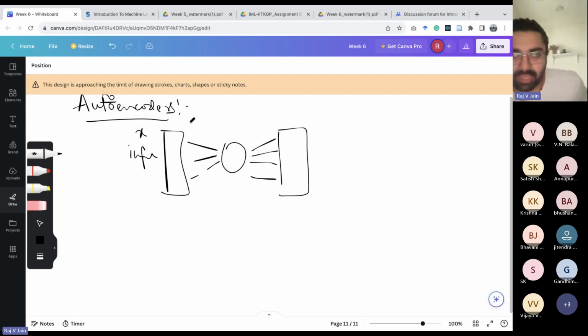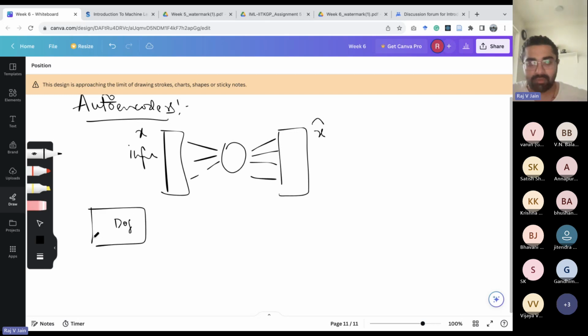So let's say the input is x, the output is x hat, and you try to make x equal to x hat. Now I'll give you one intuition for why this is good. Let's say you have an image with a dog, a frisbee somewhere, and some grass. If I ask you to describe this figure, I can just say there is a dog, a frisbee, and some grass, and that's enough. If you want to be more precise, I can say the dog is on the right side of the image, the frisbee is in the bottom corner, and everywhere else there is grass. That's another level of detailing.